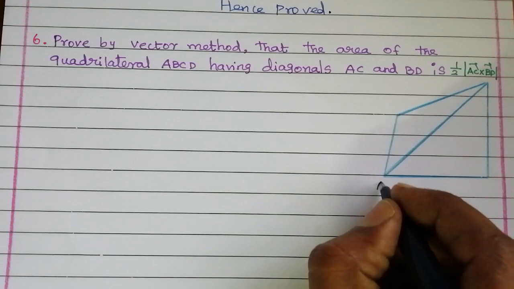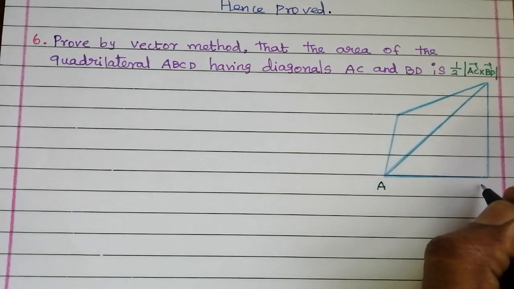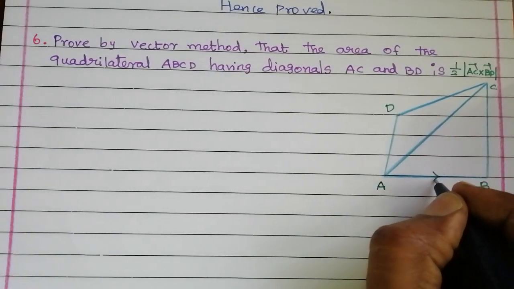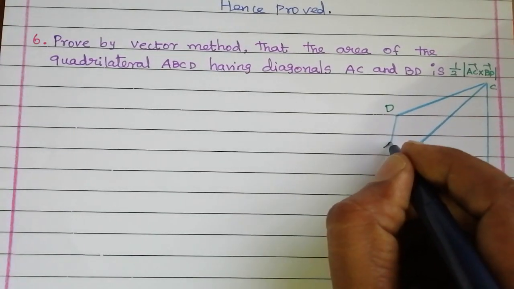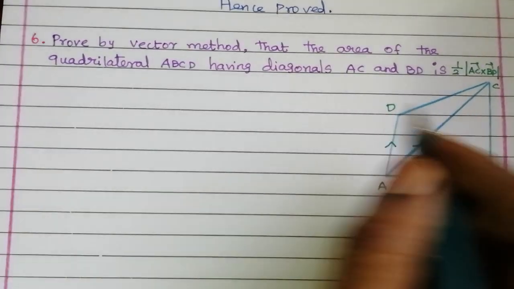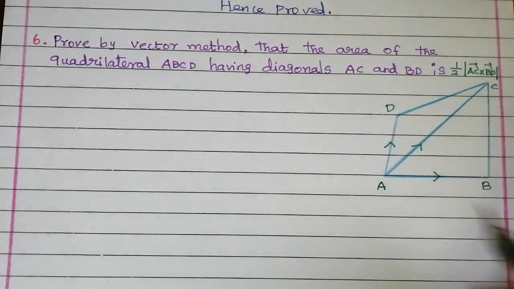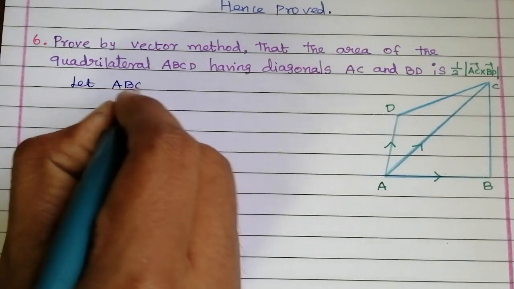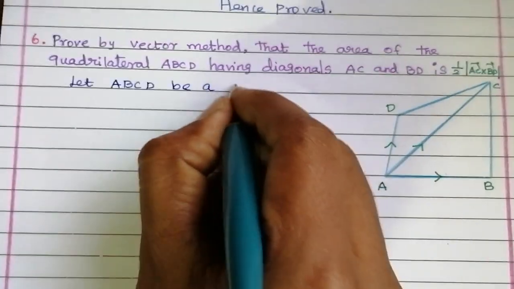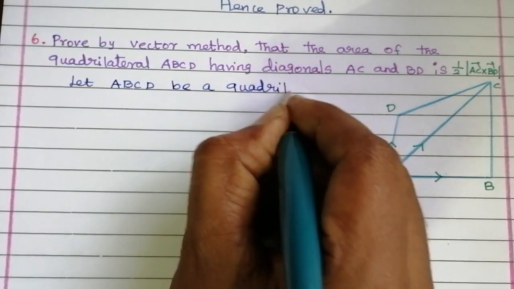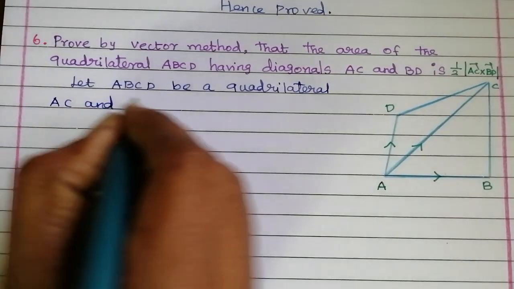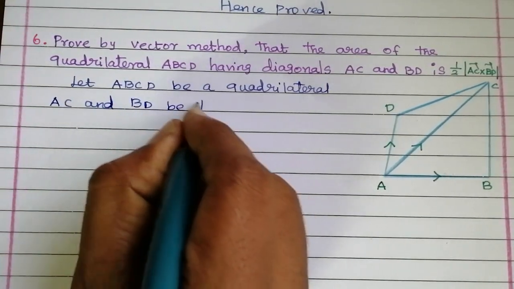Okay, so first we consider the quadrilateral ABCD. Take the directions AB, AC, AD. First we find the vector area of the quadrilateral ABCD. So let ABCD be a quadrilateral, and AC and BD be the diagonals.